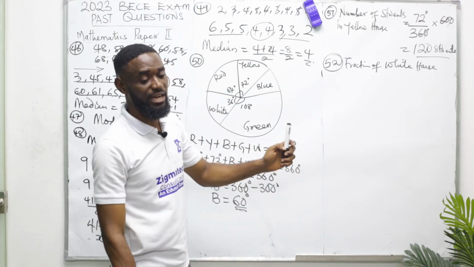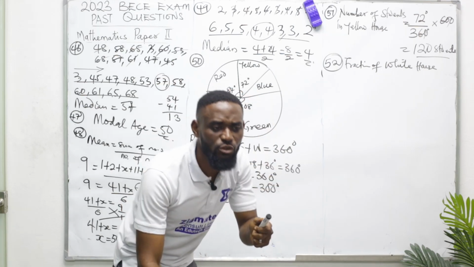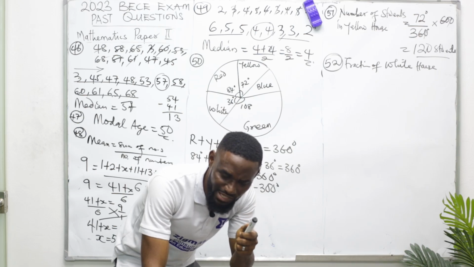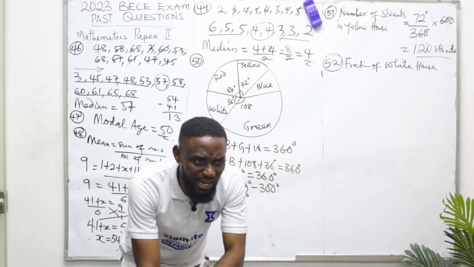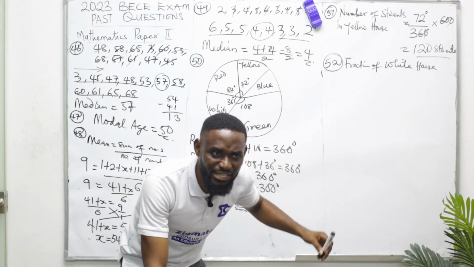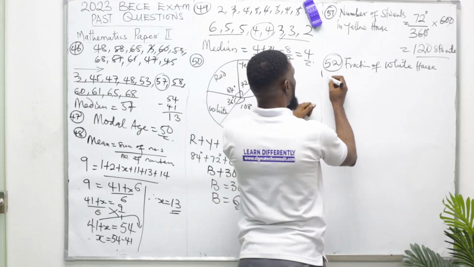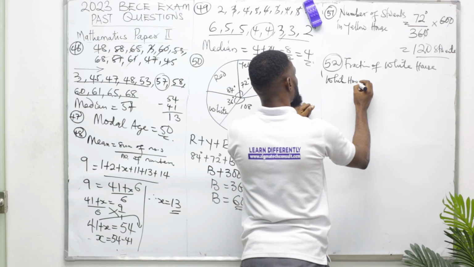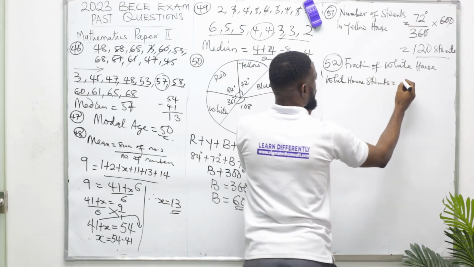So now, look at now. Let's get the number of students for White House, the actual number of students for White House. When we get the actual number of students for White House, we'll now divide that actual number of students by the total number of students. So students for White House is equal to 36, right?